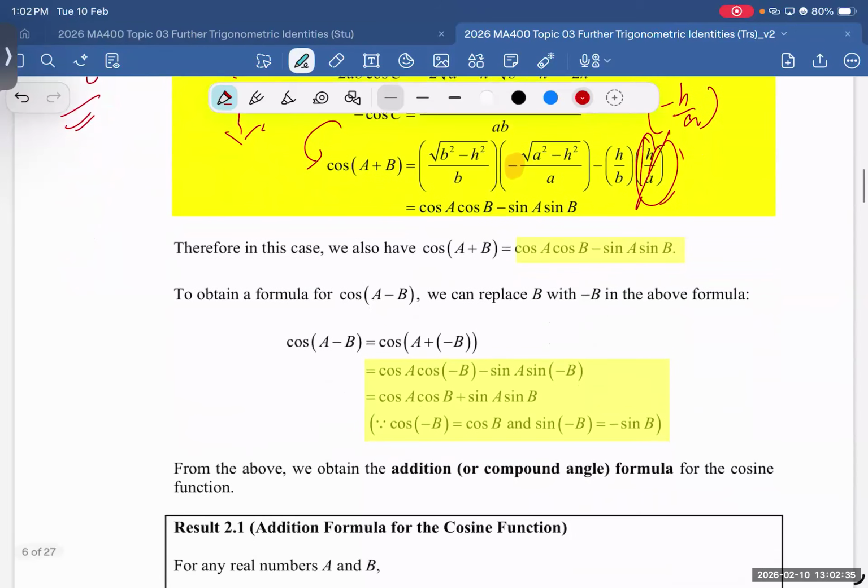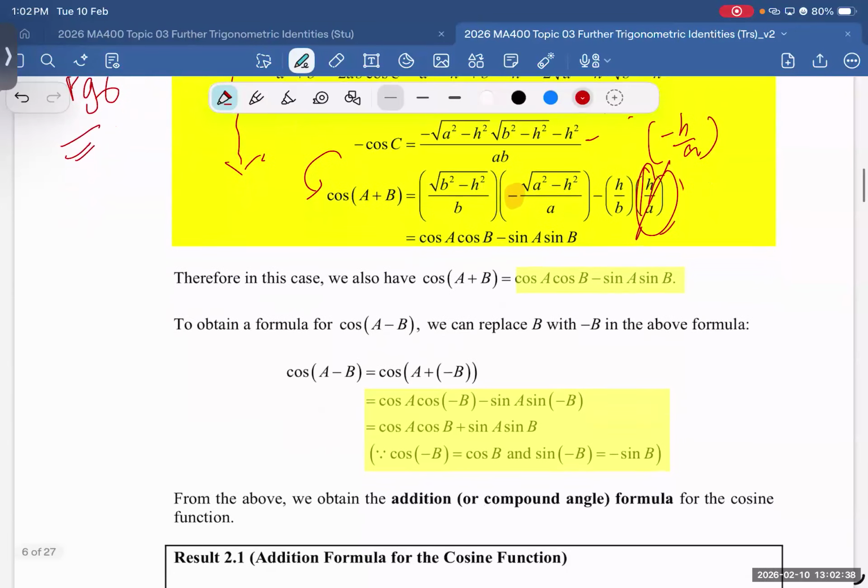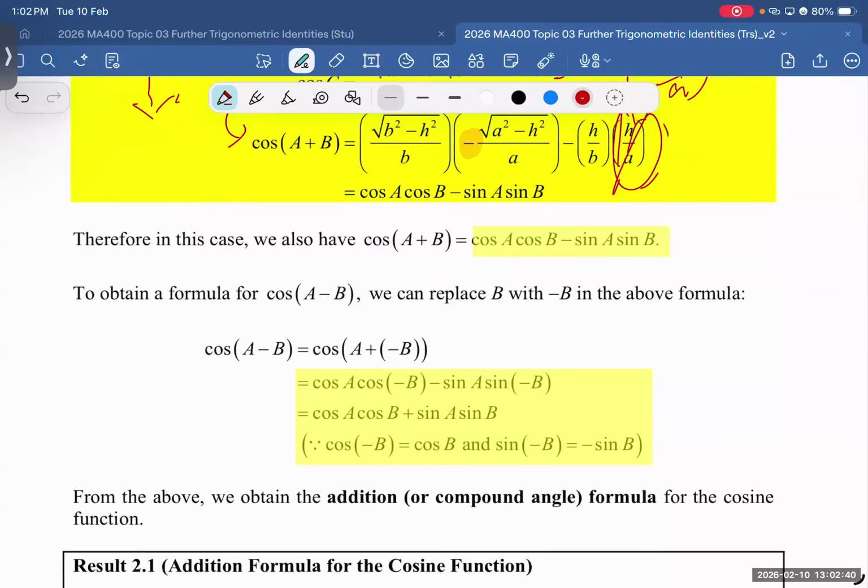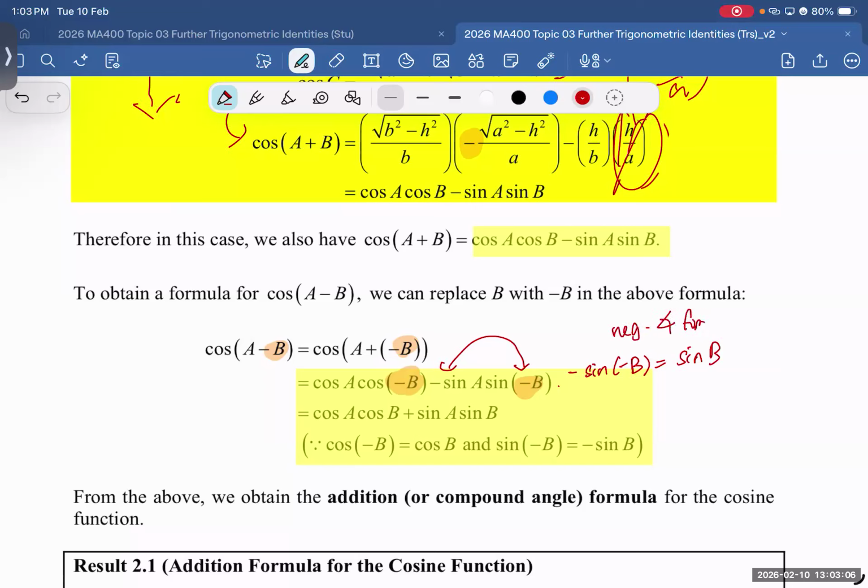Okay, so can I go on? Now for this part, we just need to replace b with plus or minus b. So if I look at minus b here as the addition of negative b, cos A cos negative b minus sin A sin negative b. Combining these two, negative sine negative b is just sine b. This is the negative angle formula. Cos negative b, this is the cosine negative b. Again, this is the negative angle formula.